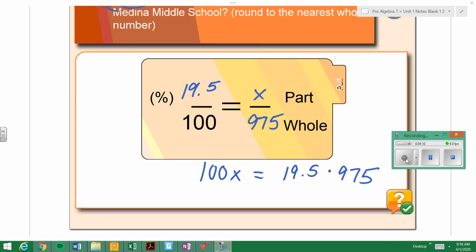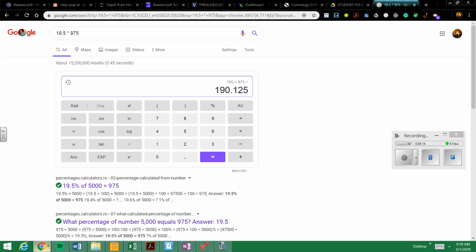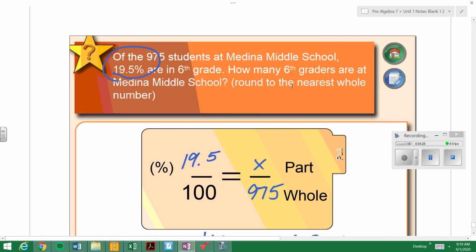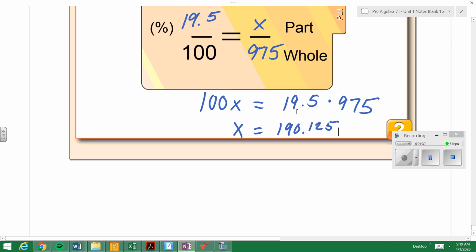All right, we've got an interesting thing that happened here. When I solved for the value of x, I got 190.125. And this is where you have to stop and ask yourself, what answer would make sense? What answer would make sense for a number of students? Would 0.125, which is 1/8, by the way, would that make sense for a number of students? And you would say, no, that doesn't make any sense. You can't have decimals of people. You would say about 190.